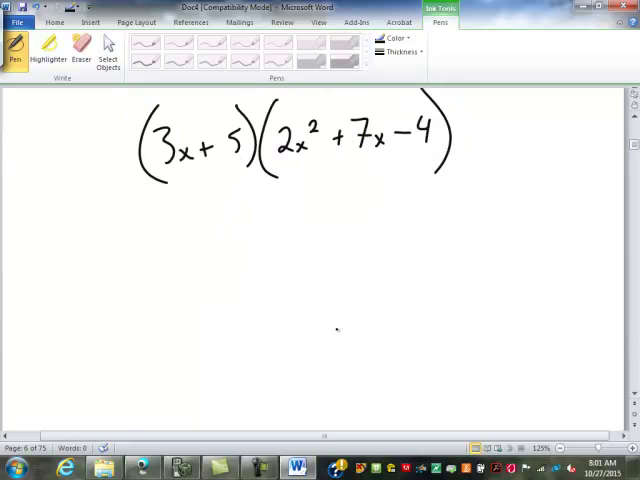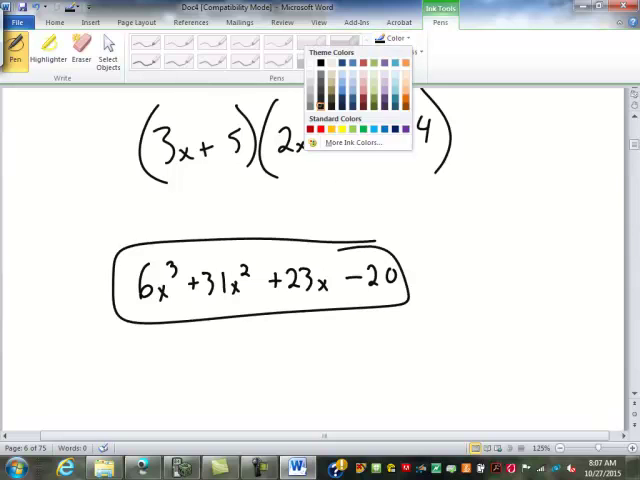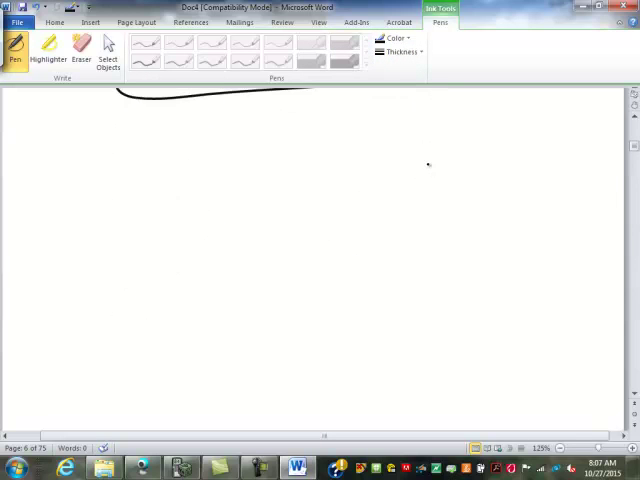Try that one in your notes. Let's see how you come out. Okay, so what'd you get for an answer here? 6x to the third plus... No, I'm getting a positive 23. And a negative 20. Because you got 35x and negative 12x makes the positive 20. All right, no problem. So there we go. Next step, dividing.